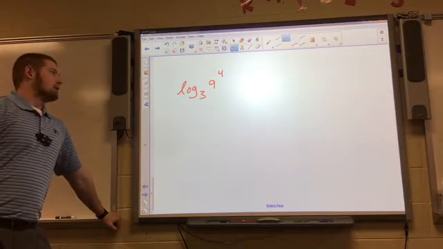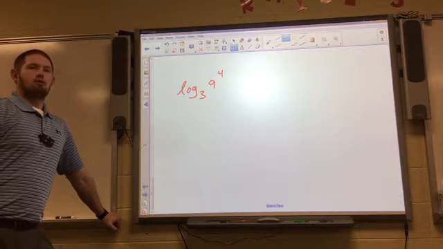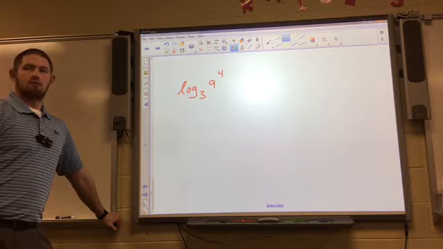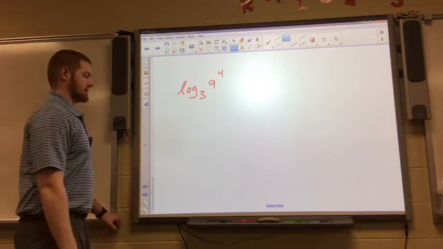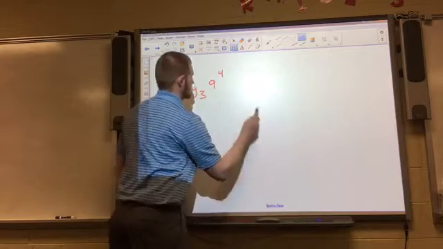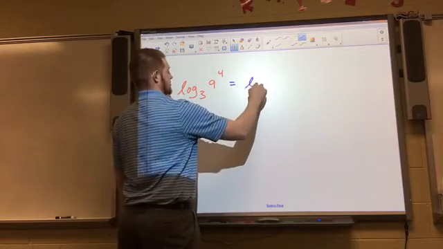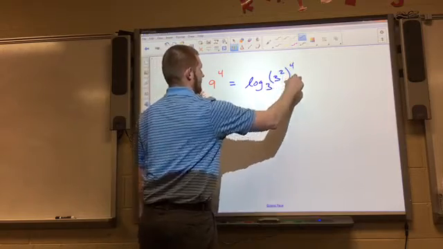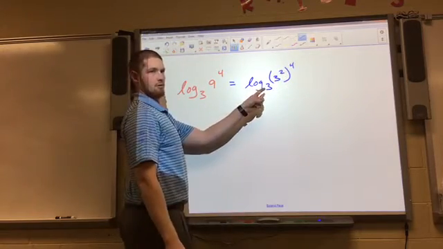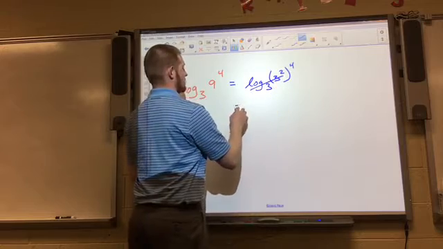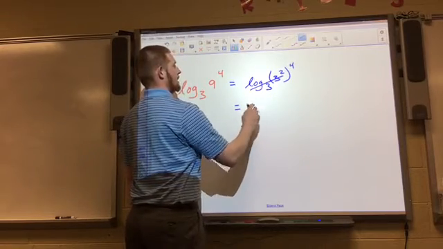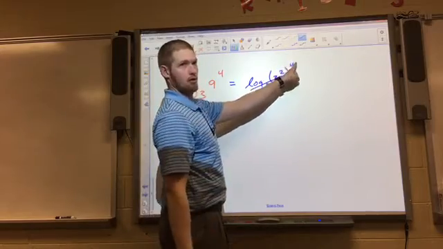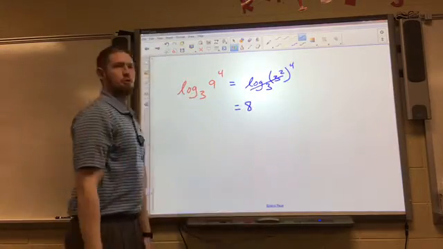Okay. Can you rewrite this in some way that is nice and easy for us? What can you change that 9 to? Yeah, you can change it to 3 squared. So you have log base 3 of 3 squared to the 4th. What happens? Now be careful. It's 2 times 4 because this is a power of a power. So 8. Okay, just be aware of that.